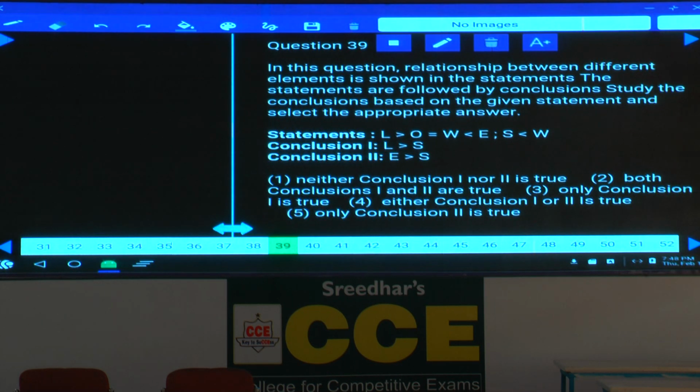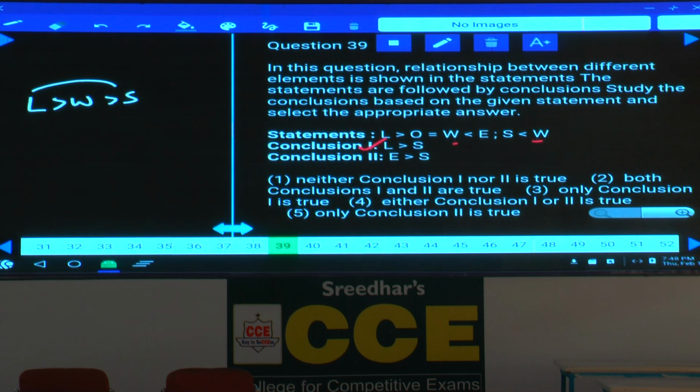Then coming to this question number 39, the relation between L and S. Tell me which letter is common between these two. W is common. Now, we need to move from L to W, L greater than W. And S lesser than W means W greater than S. Hence, between L and S, tell me which symbol is common here? Greater is common. Hence, L greater than S is definitely true.